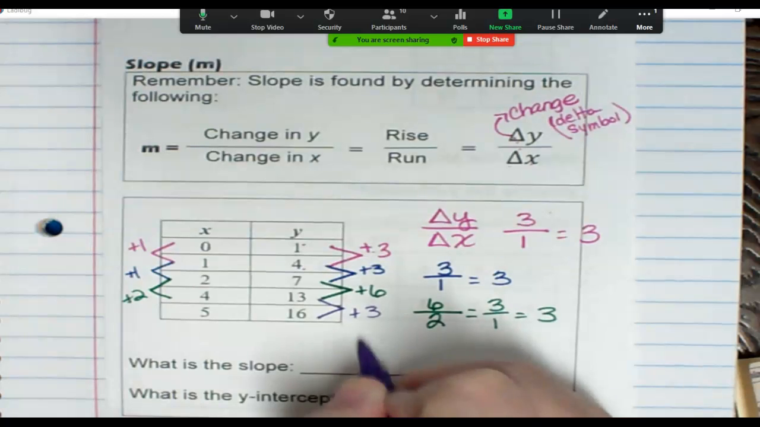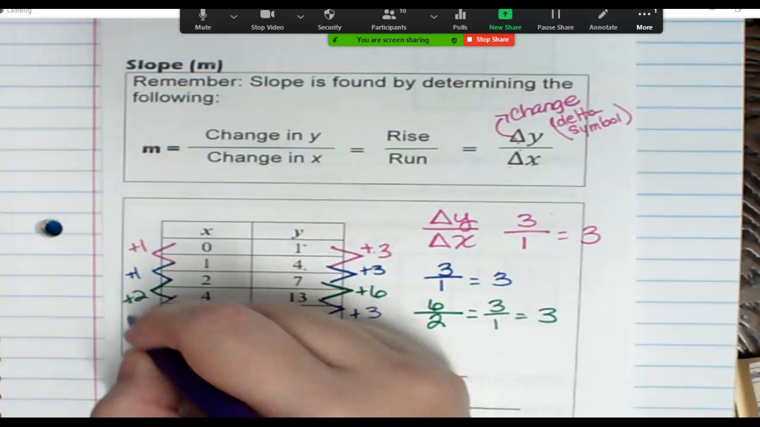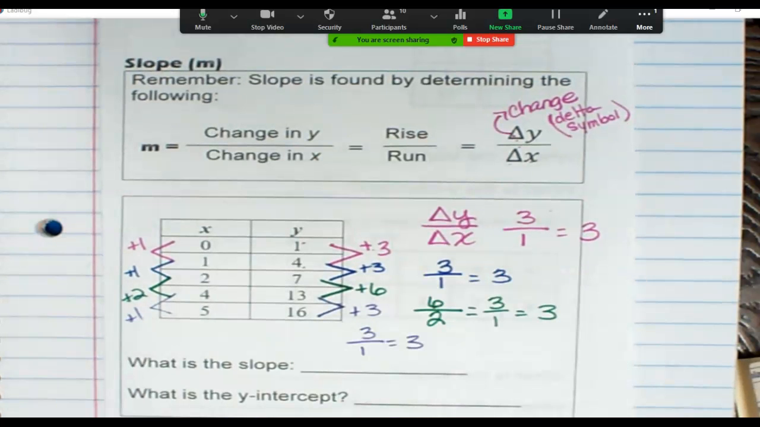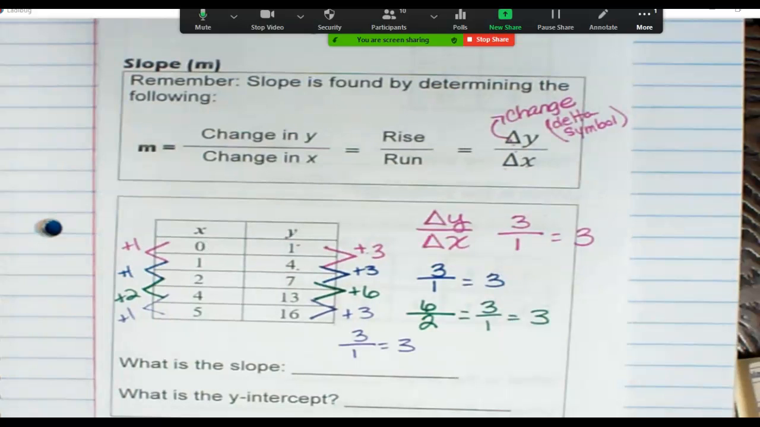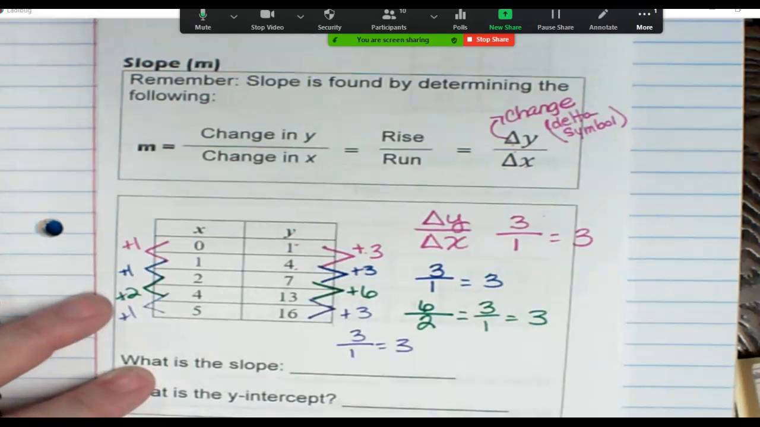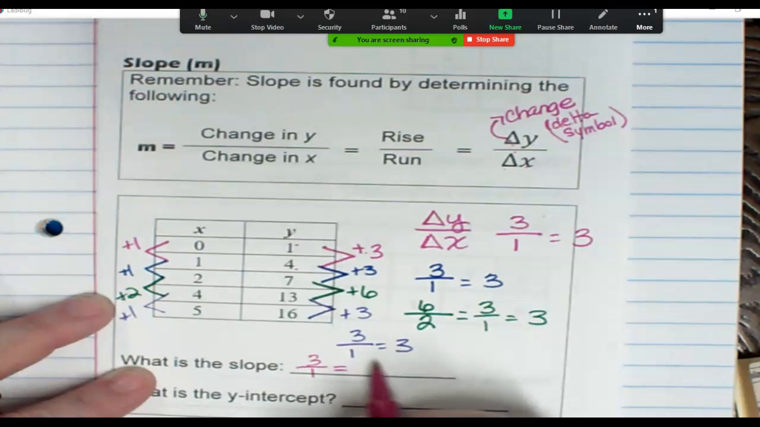Plus 3, so that's 3 over. From 4 to 5, plus 1. 3 over 1 is 3. So every time I got the same slope, the same change in y over the same change in x. Well, we know slope is just the rate of change. So what was my slope for this table every time? What was the slope? 3 over 1, which simplifies to 3.